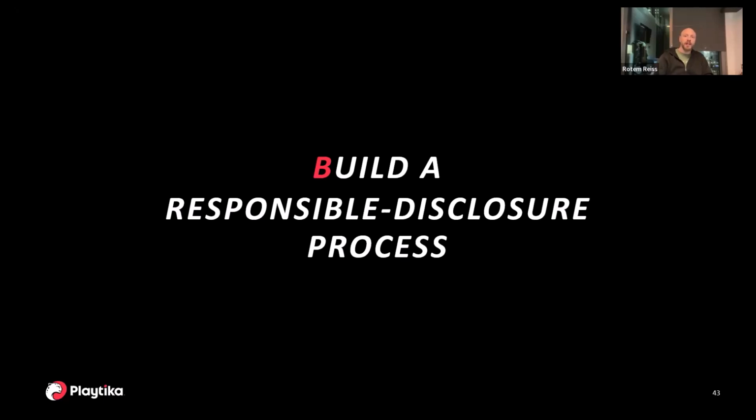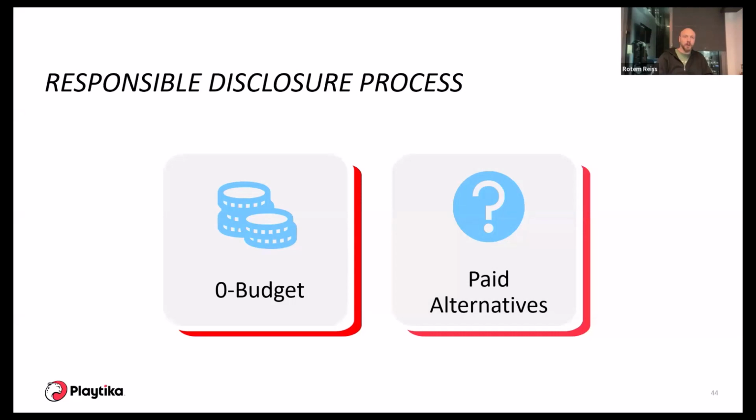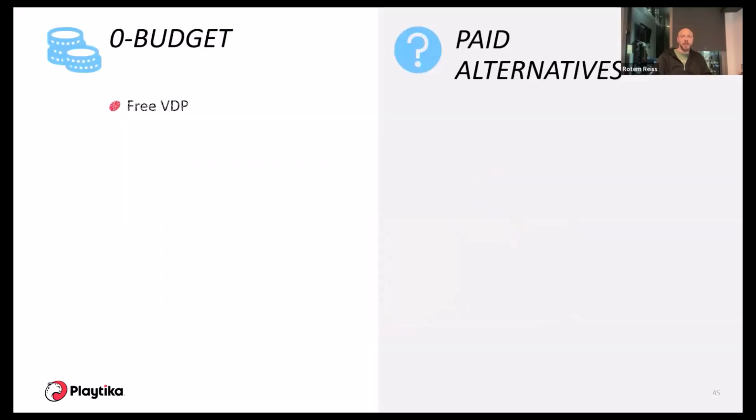In a lot of cases, people think that they need to pay money to have a responsible disclosure program, but I'm saying that you have two options. You can choose the zero budget option or the paid alternative. What does it mean?